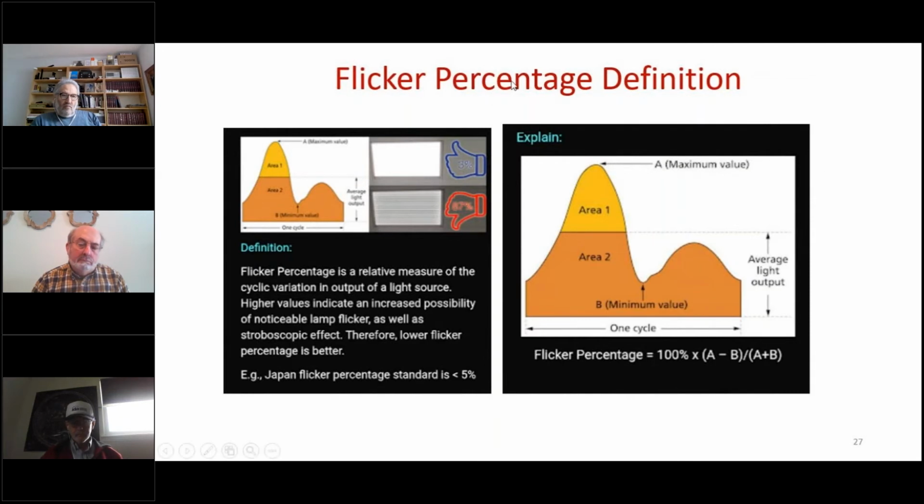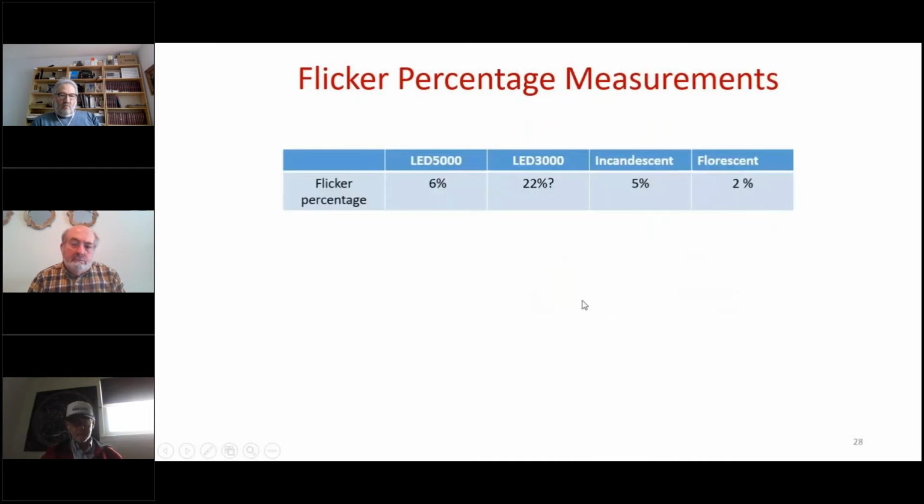And the first, flicker percentage: you could see there's a maximum and there's a minimum. So just calculate the flicker percentage. A minus B divided by A plus B, multiplied by 100%, is the flicker percentage. And the lower it is, the better for not having the flicker. For example, in Japan, the percentage is less than 5%. So that is good.